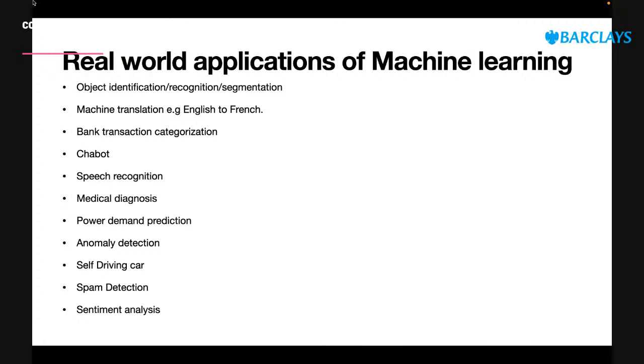Bank transaction categorization. For this, I can explain in more detail because I'm from Barclays. If you do grocery shopping in Tesco, it gives you a categorization that you have done grocery shopping. At the end of the month, it will tell you that you have spent so much in pounds on your groceries. Similarly, if you are going to Asda for fuel, it will tell you that you have spent this much on fuel this month, and this much on utilities. So this is how transaction categorization works in the bank.